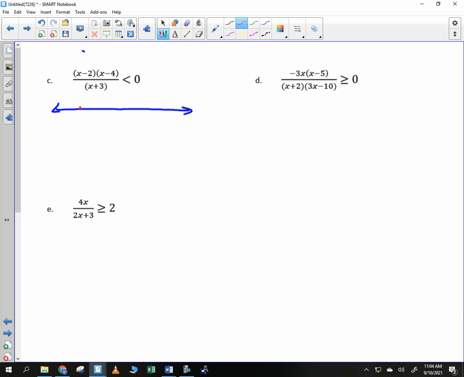I plot -3. I plot 2. 0. Don't forget 0. And I plot 4. 0. And the best way to work through this is actually to just make a table. Okay? And it works really, really well. Your table has rows and columns. Do people know the difference between rows and columns? Rows are across, columns are up and down.